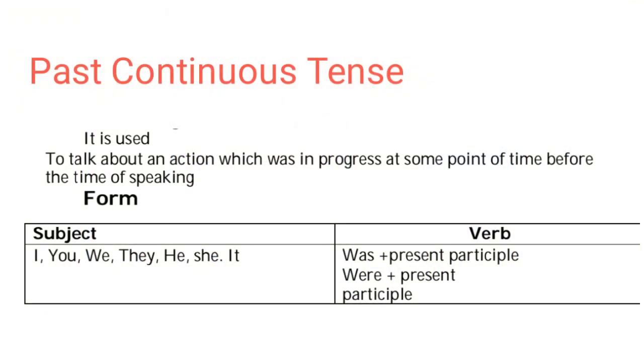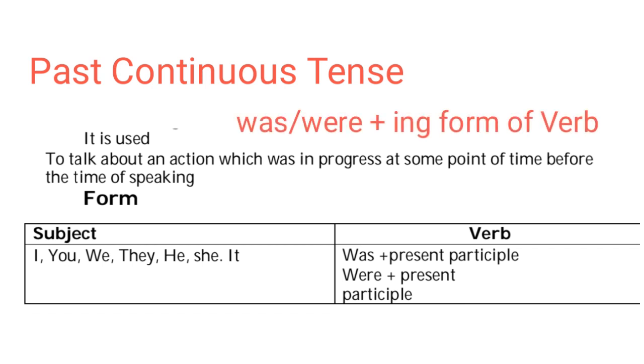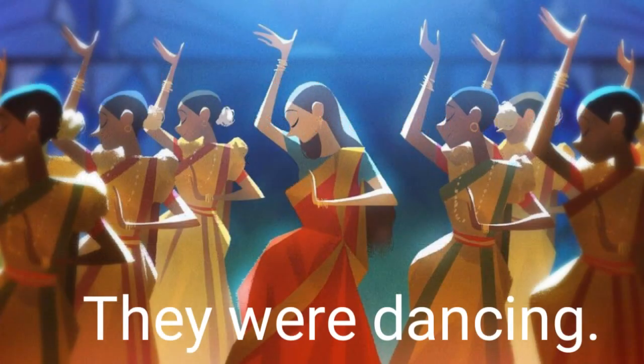Now we are moving to the next one, past continuous tense. Its verb form is subject plus was or were plus present participle. Present participle denotes the ing form of the verb. So was or were plus the ing form of the verb should be used in past continuous tense. Its usage: it is used to talk about an action which was in progress at some point of time before the time of speaking. Look at this example. They were dancing. At a particular point of time, they were doing so. That was an action which was continuing in a past time.